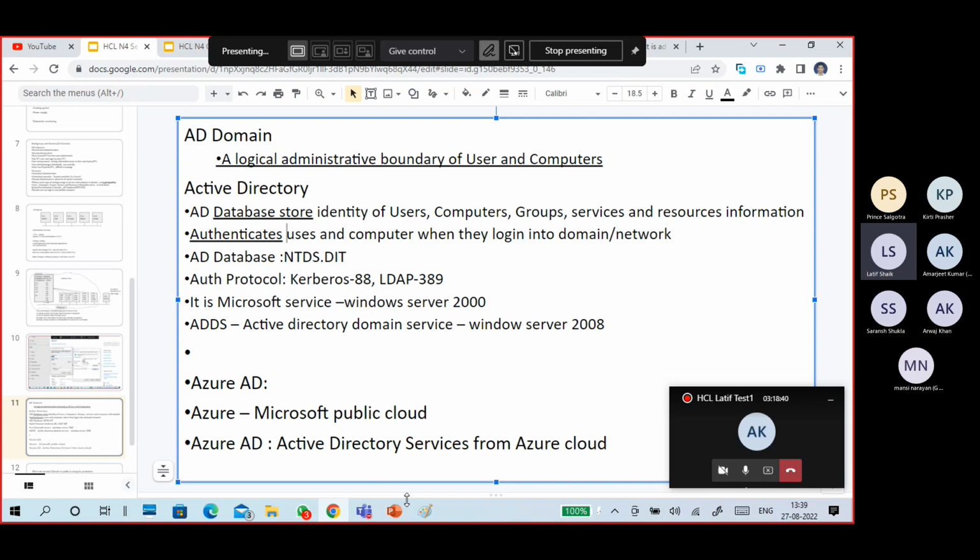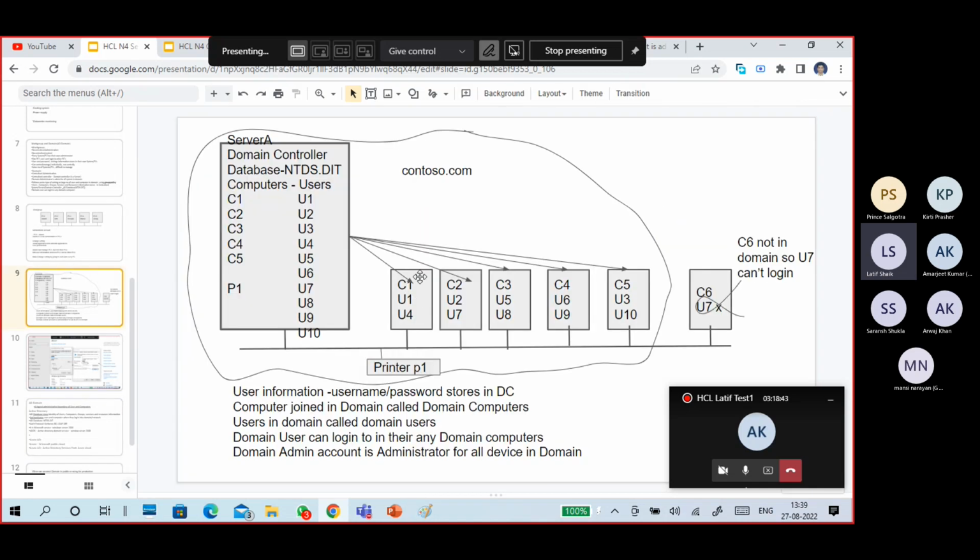When a user is logging in, here it is in the diagram, right? When user 1 logs into C1, the request goes to Active Directory. Active Directory does authentication and gives a yes, you are able to access it. Whenever this user logs in, the user information is sent.